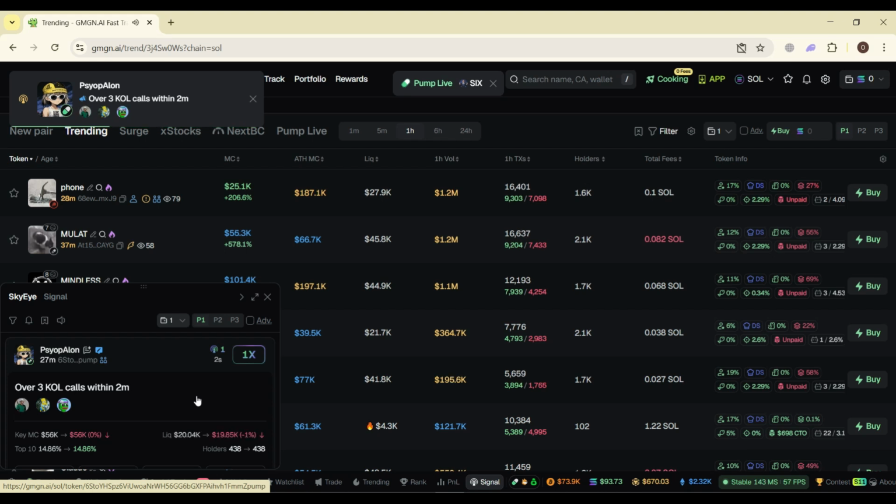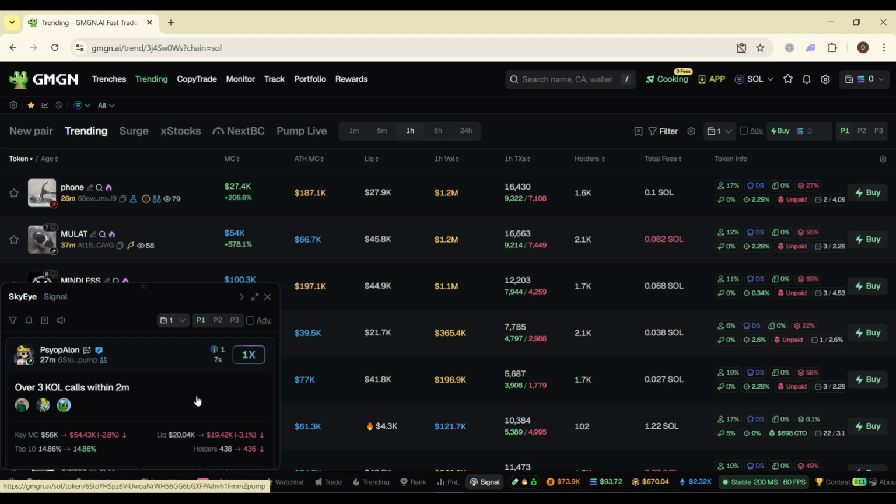Okay, so step one, don't rely only on the score, and here's step two, check the token details after seeing a good score. Check liquidity, holder distribution, recent transactions. This helps confirm whether the signal makes sense or not.